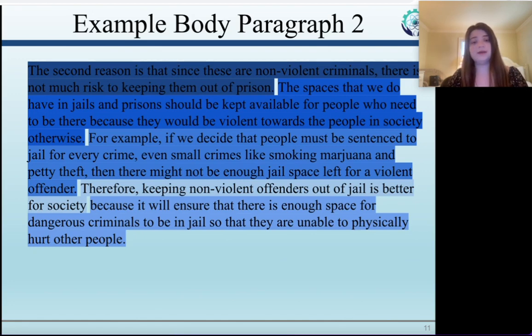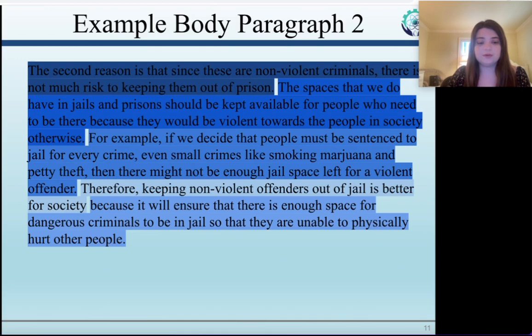So how come it doesn't really put us at risk to keep non-violent criminals out of jail? Would it otherwise? Perhaps. It says the spaces that we do have in jails and prisons should be kept available for people who need to be there because they would be violent towards people in the society otherwise. So here we're going into more detail and explaining basically that those spaces should be kept for people who are actually violent, right? People who would hurt others. Whereas keeping the nonviolent criminals out doesn't really hurt anyone, right?